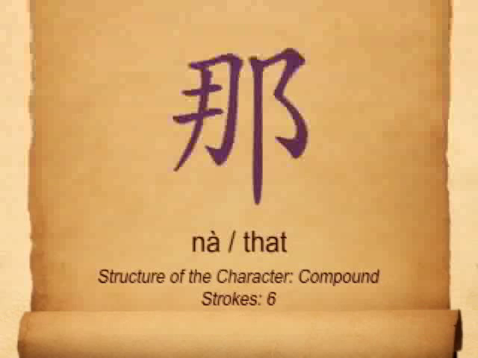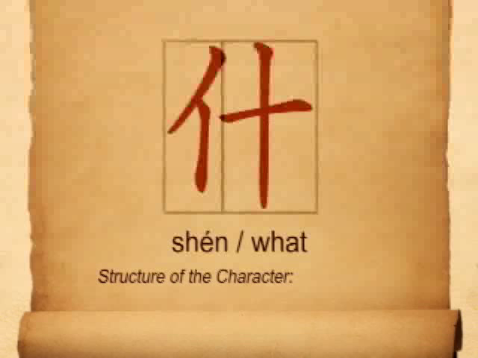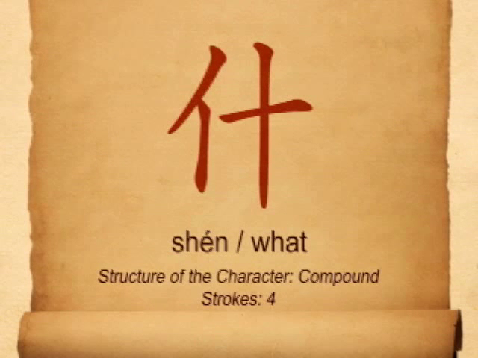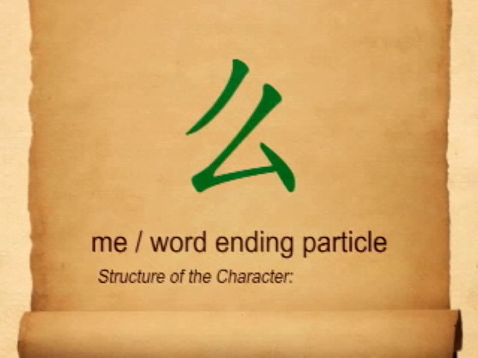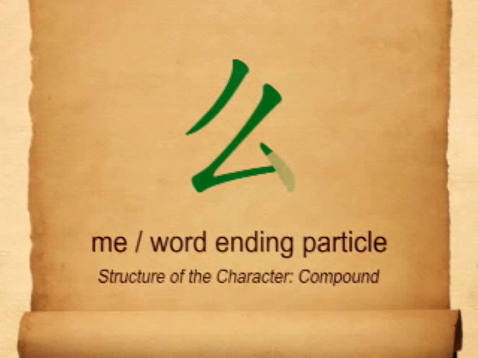好. 6 is correct. 什 also has parts on the left and right. So the structure is what? Yes, compound. How many strokes do you see in 什? There are 4 strokes. Here is 么. What type of structure do you see? It is a compound character. 么 has how many strokes? 好, it has 3. Now you have 4 new characters to add to your knowledge of Chinese.